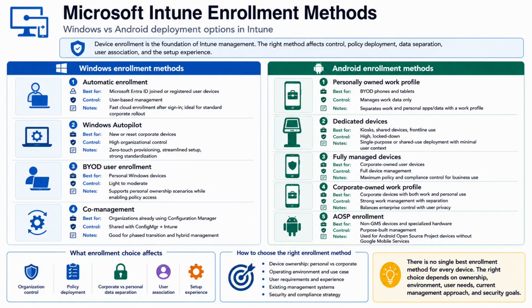For Windows, the main choices are automatic enrollment, Windows Autopilot, BYOD user enrollment, and co-management. For Android, the main options are personally owned work profile, dedicated devices, fully managed devices, corporate owned work profile, and AOSP enrollment. There is no single enrollment method that is right for every device. The best choice depends on device ownership, operating environment, user requirement, existing management system, and the organization's security strategy.